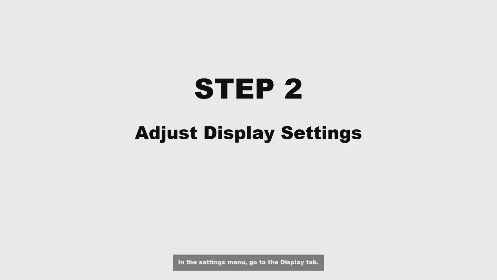Step 2. Adjust display settings. In the settings menu, go to the display tab. Here, you can change the resolution, full screen mode, and field of view. Set the resolution to match your monitor's native resolution for the best visual quality.